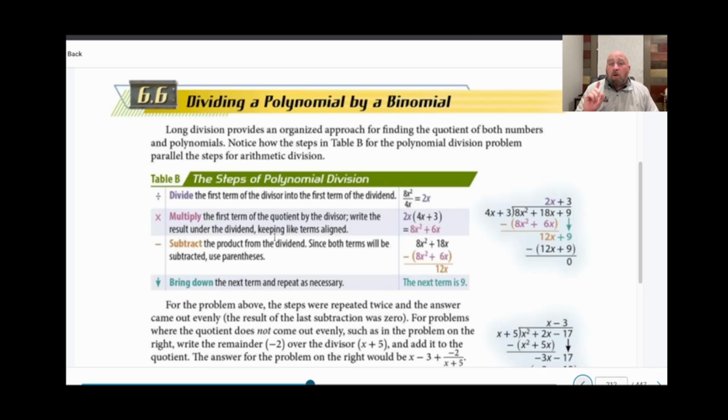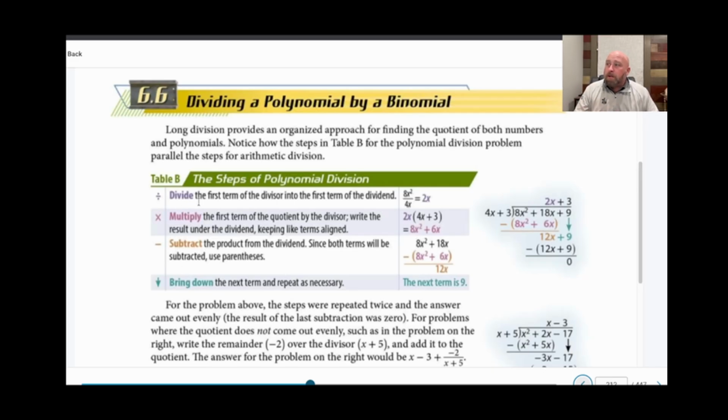All right, so hopefully you remember in baby math, back when you were in elementary school, you learned how to divide. And hopefully you learned the steps of long division. You remember you had to divide and multiply and subtract and bring down. You were hoping that was gone forever, right? Bad news. It's back. And it's back in algebra with a vengeance. You have to be able to master this, dividing a polynomial by a binomial.